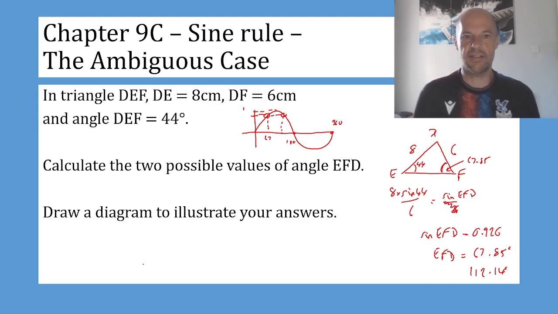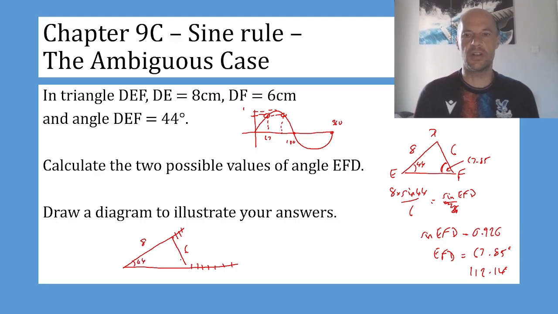If I draw a diagram to illustrate my answers, I will try not to do too horrendous a triangle. I think I've drawn this one a little bit too long. So if this is 8 and the other side is 6, to make it look more like it should be shorter, I'll just draw it in here. So 8, 6, ignoring that bit there. So this is indisputably 44 degrees.